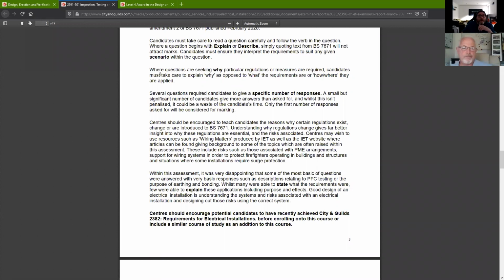Okay. Where questions are seeking why particular regulations or measures are required, candidates must take care to explain why, as opposed to what the requirements are or how or where they are applied.